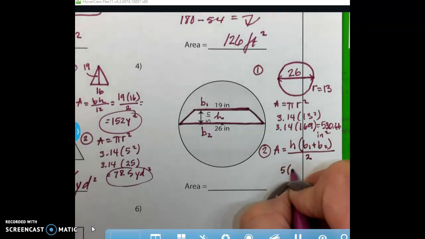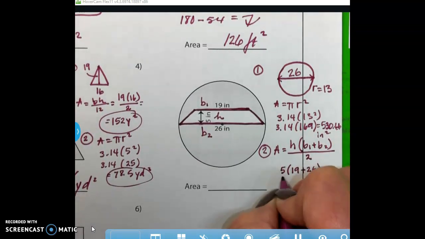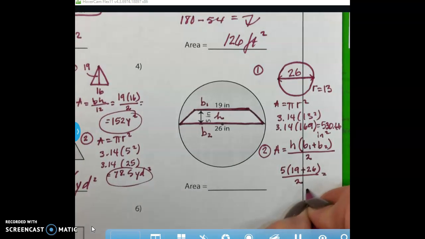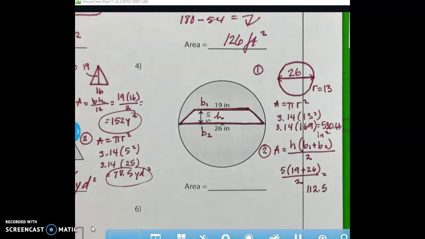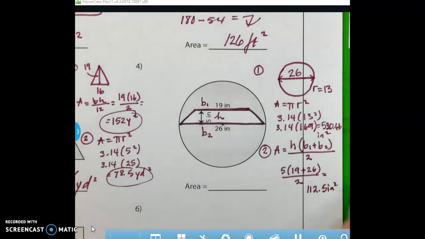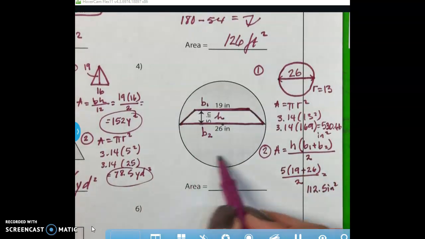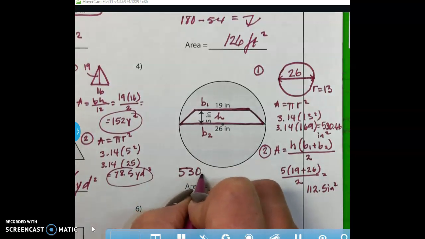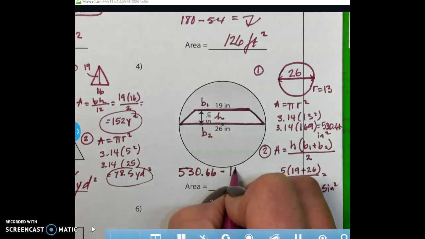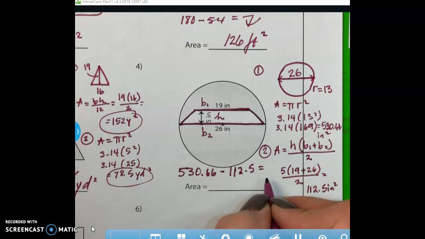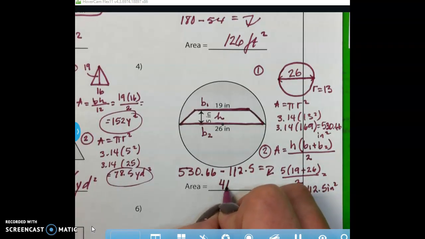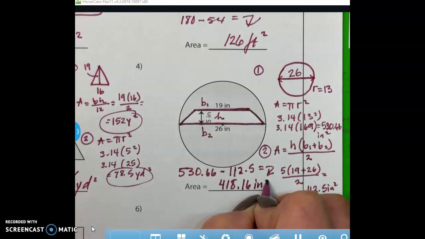Let's plug in the numbers. 5 times 19 plus 26, divide by 2. And this will give you the value of 112 and a half square inches. And just like we've observed before, large area minus the small area that has been removed. 530.66 minus 112.5 will give you the value of 418.16 square inches.